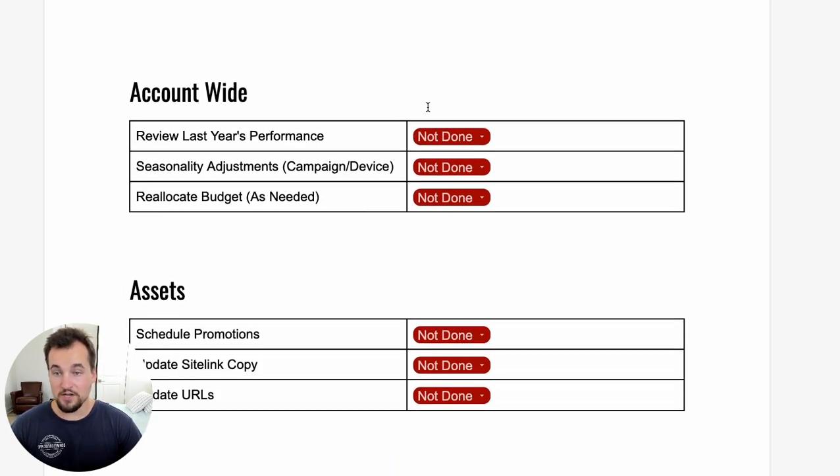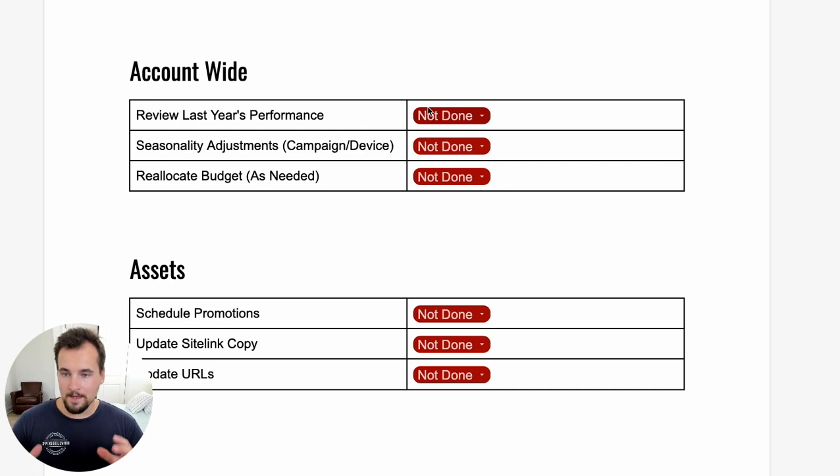And then actually get into the Google Ads nitty gritty stuff, right? Account wide, review last year's performance. Now this is a good tip for everything. Any sale, really, Black Friday, Christmas, Easter, summer sale, Labor Day sales. Always review last year. What did you do? What worked really well? What didn't work really well?